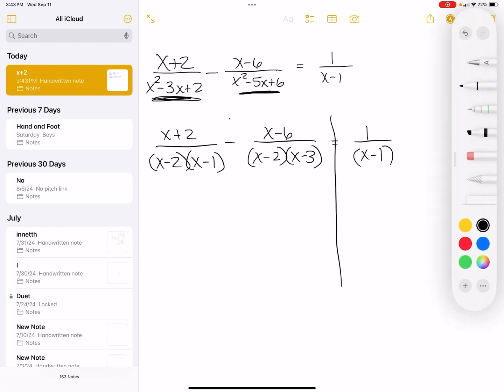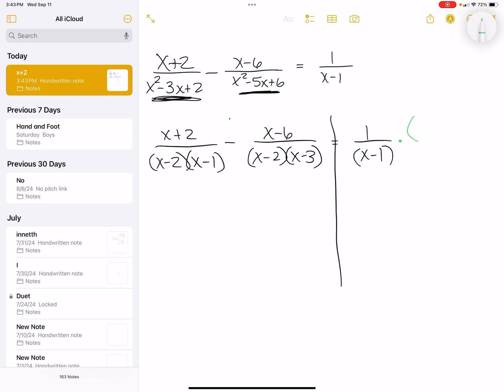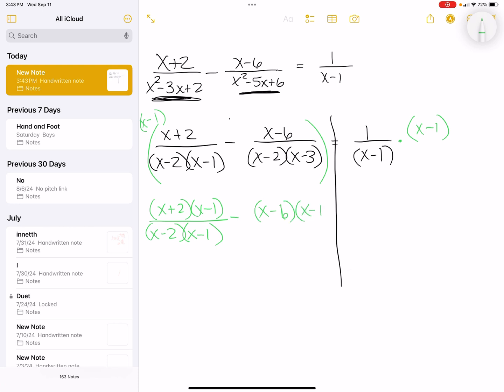So I'm going to get rid of that denominator on the right real quick. And to do that, I'm going to multiply both sides by (x - 1). So over here, you're going to multiply everything by (x - 1). So that gives you (x + 2)(x - 1) over (x - 2)(x - 1), minus (x - 6)(x - 1) over (x - 2)(x - 3) equals 1.